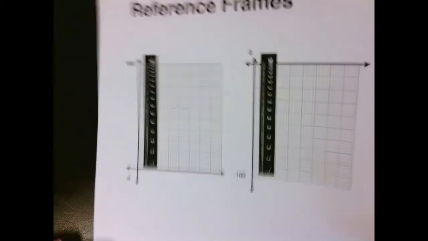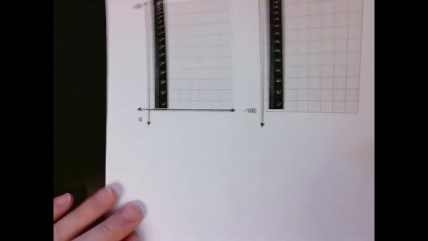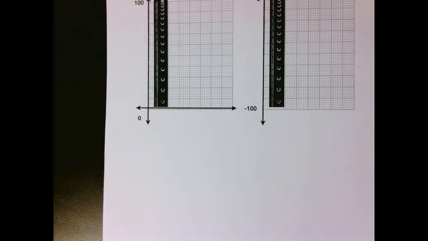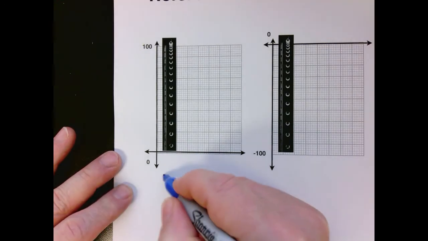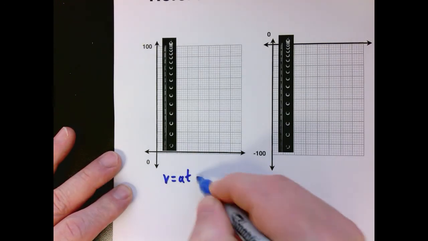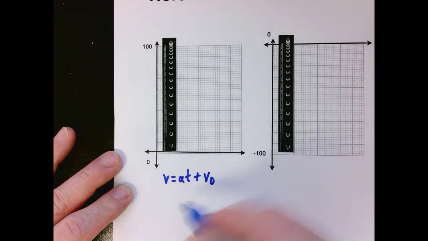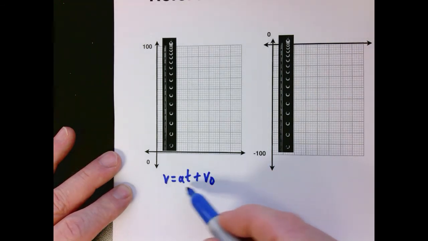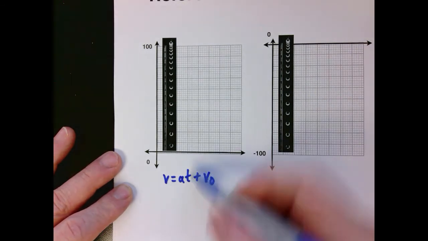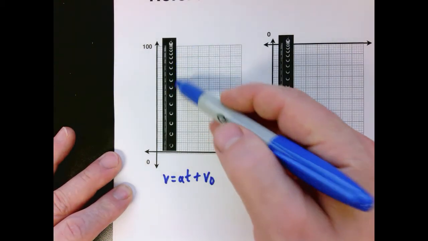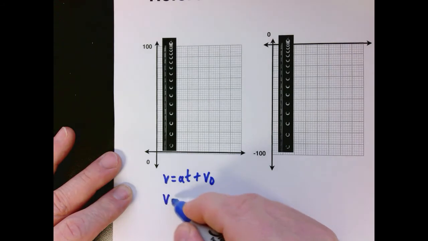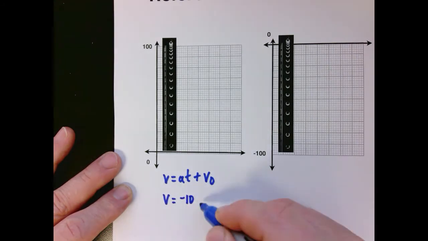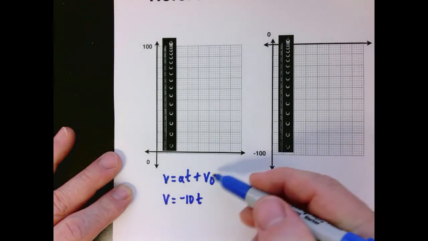This has some implications for the equations we'll create. So the first one we'll do is our velocity equation. We have velocity equals at plus v0. The velocity at any given time is given by this equation. And the acceleration is in this direction. It's getting faster in this direction, the negative. So the velocity then is negative 10t. And the initial velocity is 0.